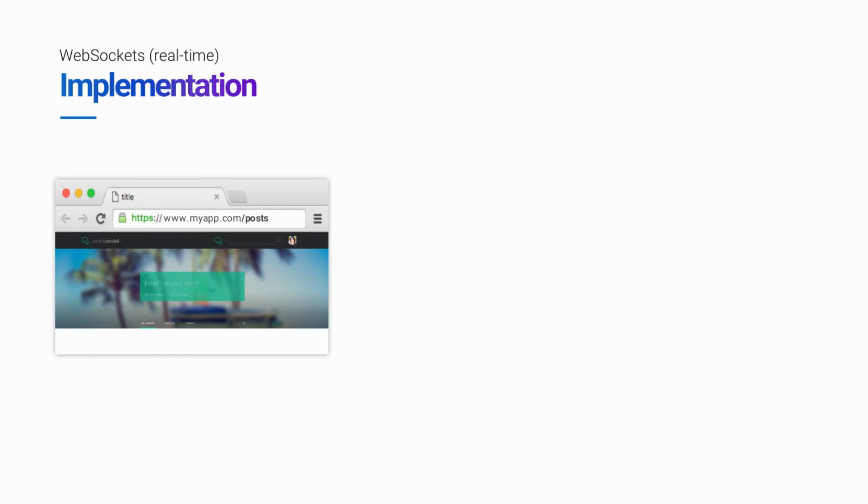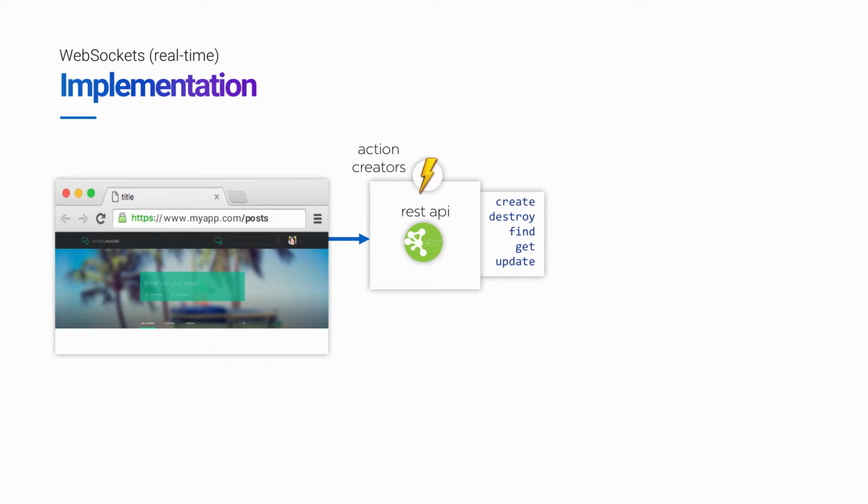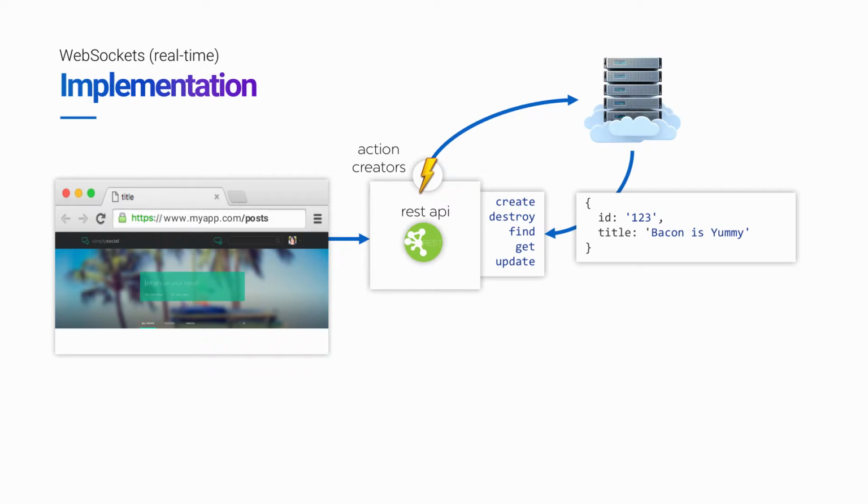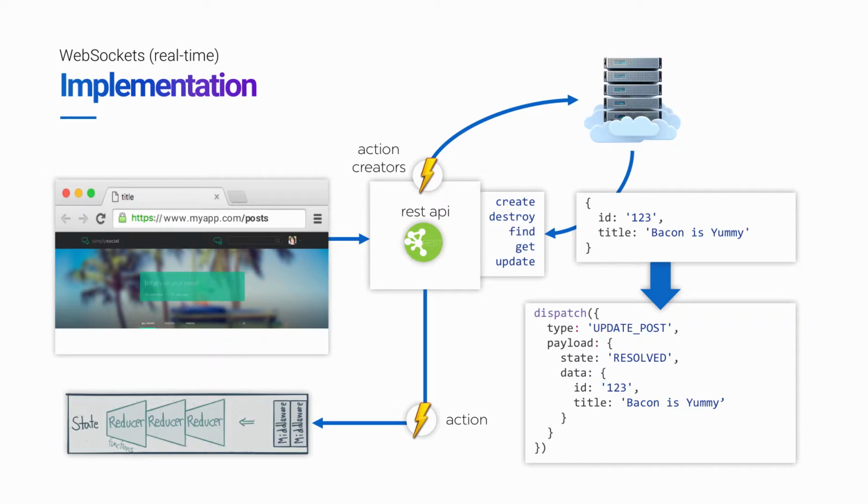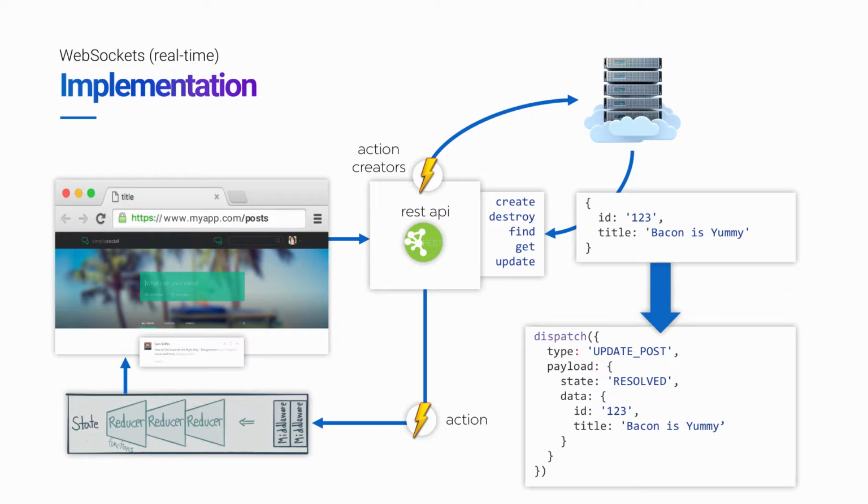For context, let's run through the existing REST API data flow real quick. So with the REST API setup, the components invoke action creators, which make requests to the API server and handle the response. Then they dispatch actions, which are picked up by the reducers in the store, and then the application updates when the state changes.